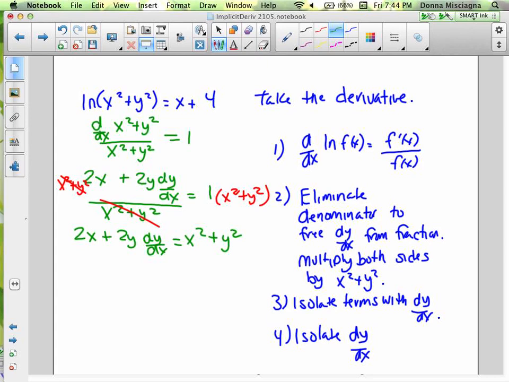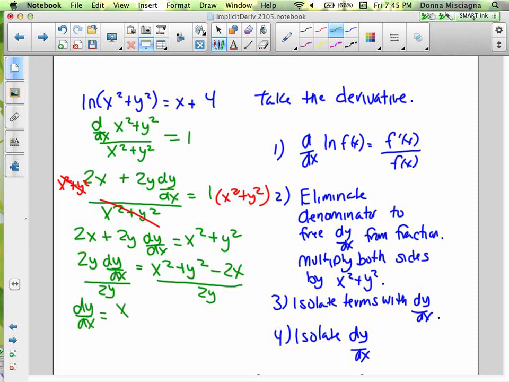All right, now we have freed our dy/dx. All we got to do is subtract the 2x from both sides. So we have 2y dy/dx equals x squared plus y squared minus 2x. And then divide both sides by 2y, because there's only one term, nothing to factor here. And so dy/dx is x squared plus y squared minus 2x, all divided by 2y. There we go. All right, not too bad. And that's the end of these three problems.